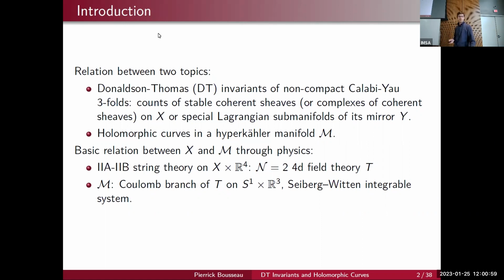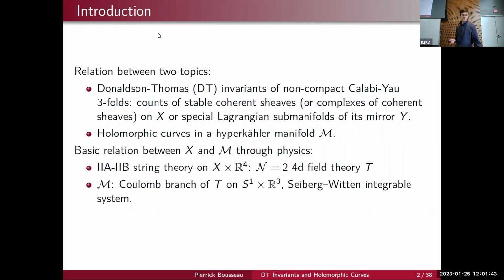And the second topic is holomorphic curves in a hyperkähler manifold M. The basic relation between these two geometries X and M, you can state in terms of physics. Starting from the Calabi-Yau three-fold X, you can consider type IIA or type IIB string theory on the 10-dimensional spacetime, which is a product of X with R^4. And we'll get in the non-compact R^4 a 4-dimensional theory with N=2 supersymmetry. And then the hyperkähler manifold M will be the Coulomb branch of this theory, compactified on a circle.